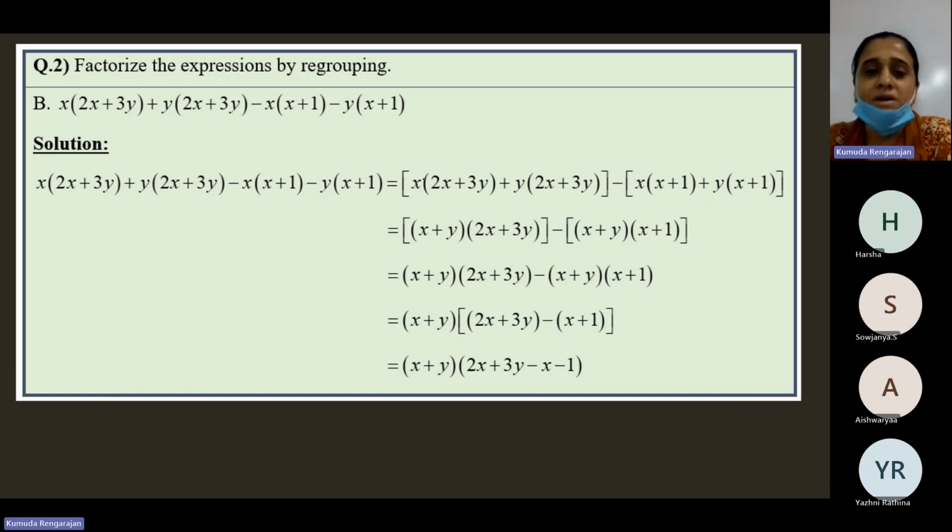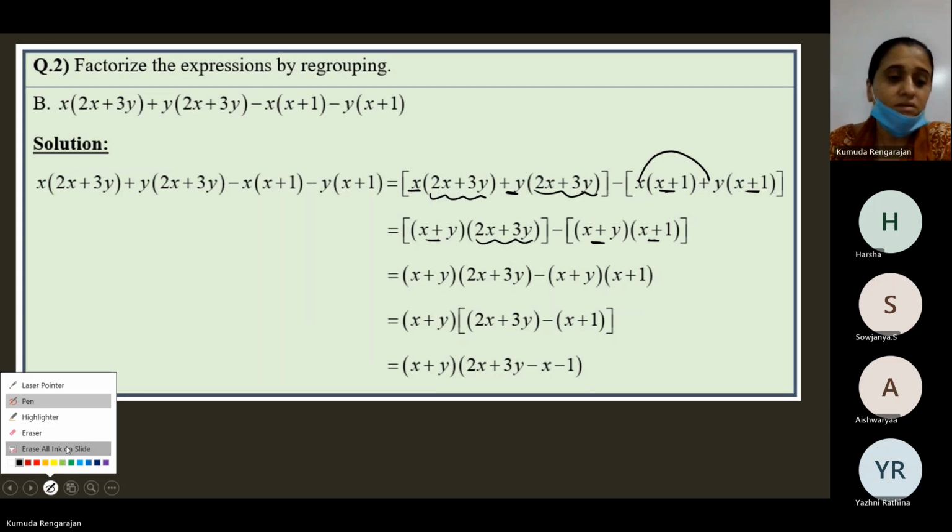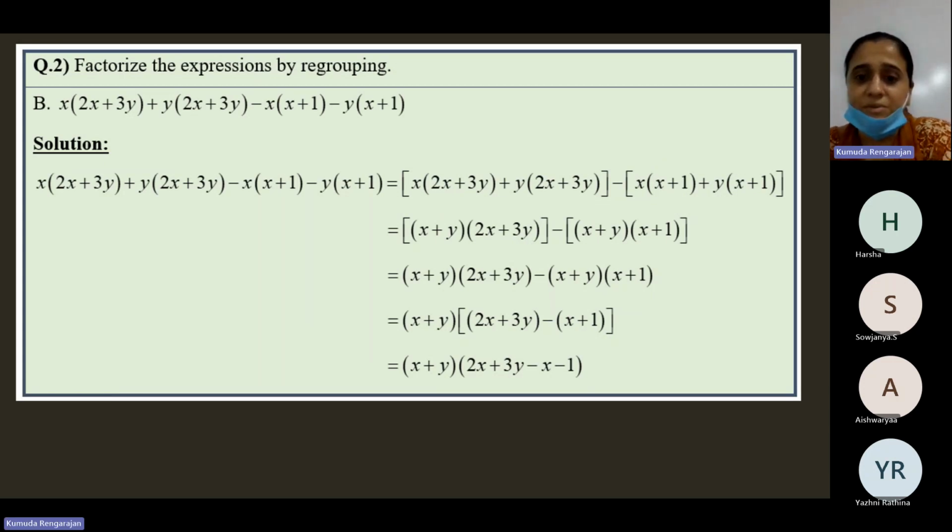Now see here, 2x plus 3y is common. So write 2x plus 3y once, and then gather x plus y in another bracket. You can write anything first. And here x plus 1, x plus 1 is common. So write x plus 1, and then x plus y in the other bracket. All right? That's the first step. Now, after doing this, remove the brackets. We have x plus y into 2x plus 3y minus x plus y into x plus 1.